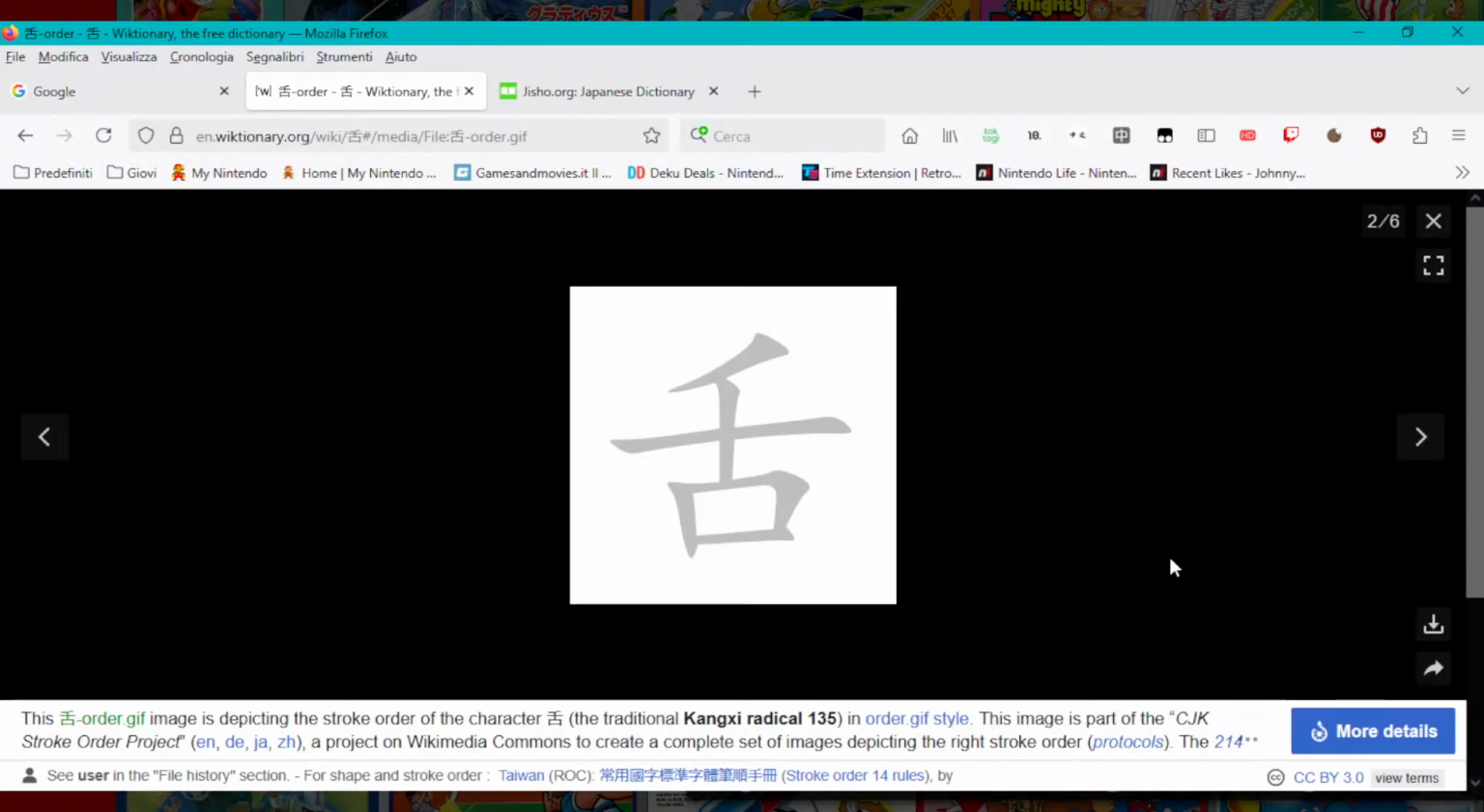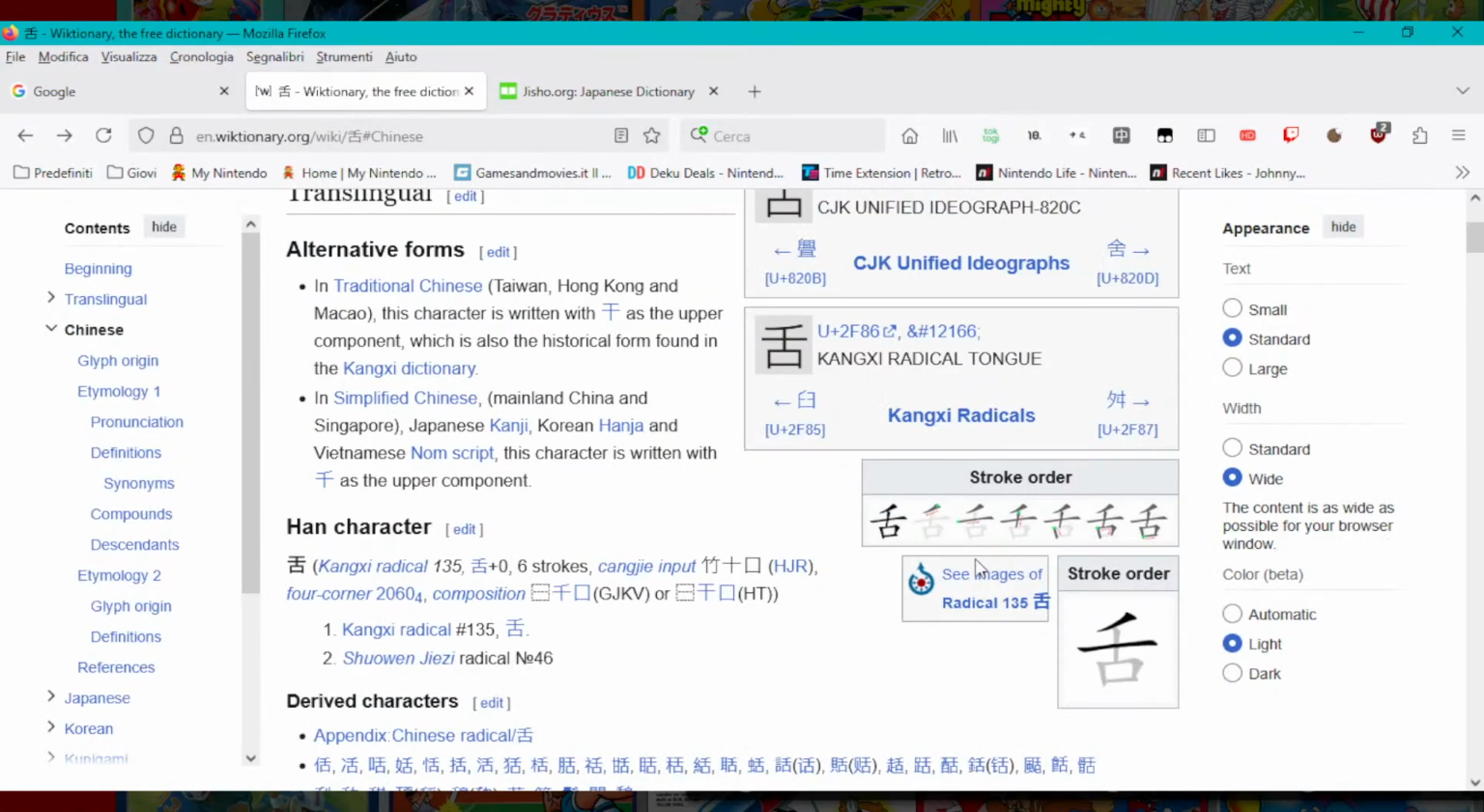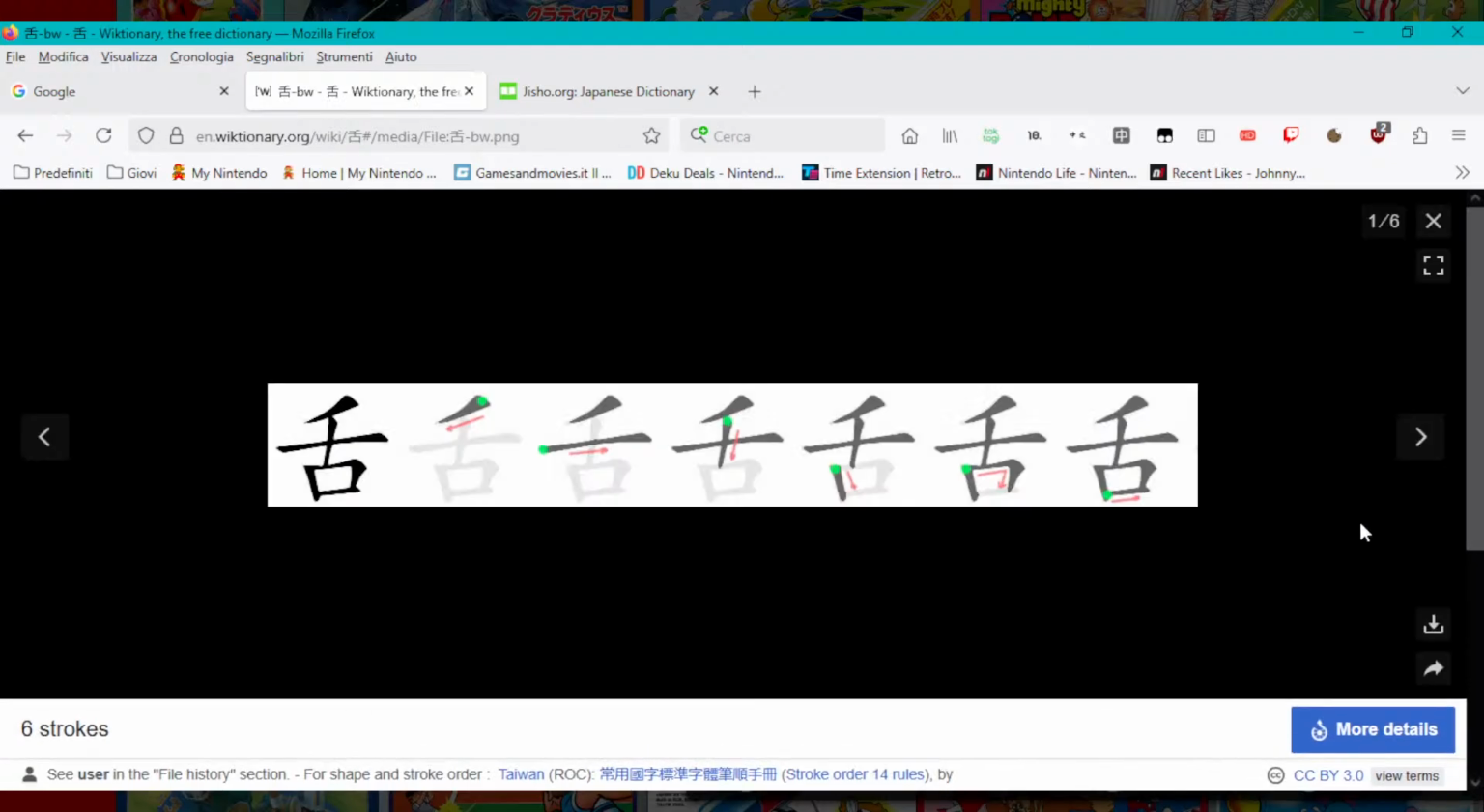As you can see, we start here at the top to bottom slanted, then left to right, top to bottom, and then we write the mouth as we have seen before. Top to bottom, slanted, left to right, top to bottom, and then we write the mouth. As you can see, also here, the stroke order, and also with the arrows.